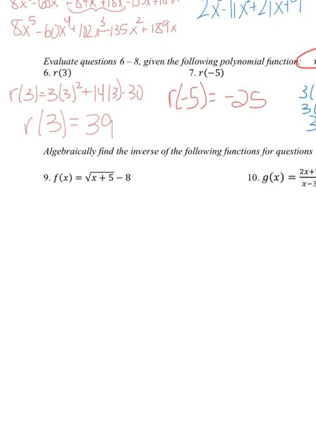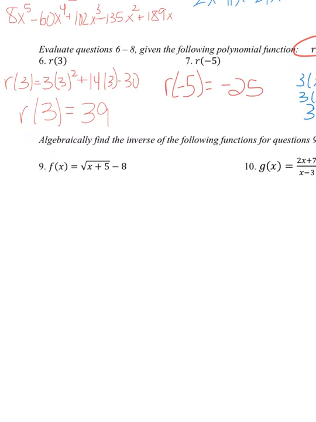Numbers 9 and 10 want the inverse function. So remember, an inverse, that notation is going to look like this, unless the letter is different. So for number 9, your first step, this is going to be y equals the square root of x plus 5 minus 8. Now I'm going to switch the x and the y.